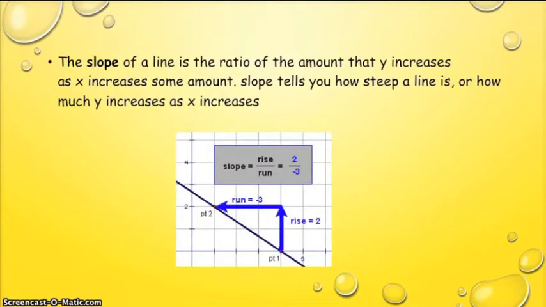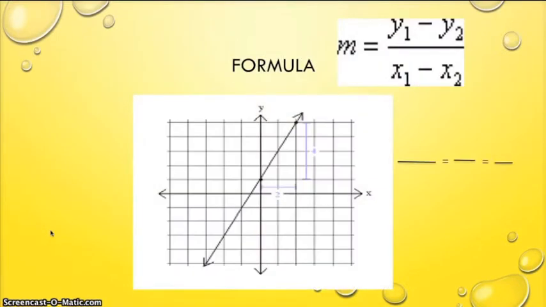The slope of a line is the ratio of the amount that y increases as x increases some amount. Slope tells you how steep a line is. So the slope is rise over run, which in this picture would be 2 over negative 3. So here's some more for you to solve on your own for the slope. Now pause the video.